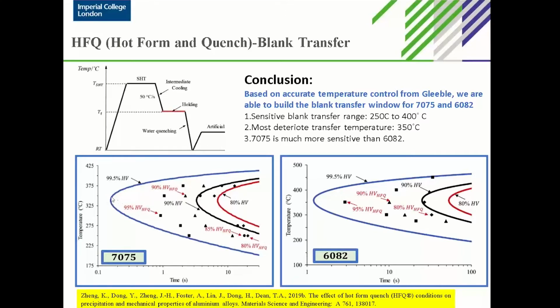So the most sensitive temperature, we call it the nose temperature, is 350 for both the 7 series and 6 series aluminium alloys.